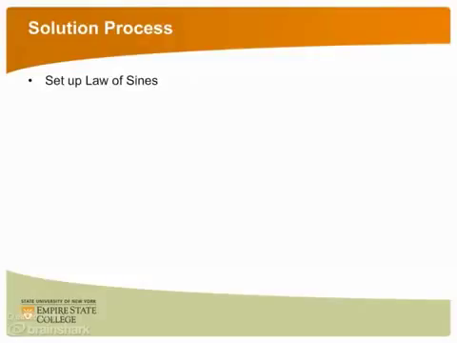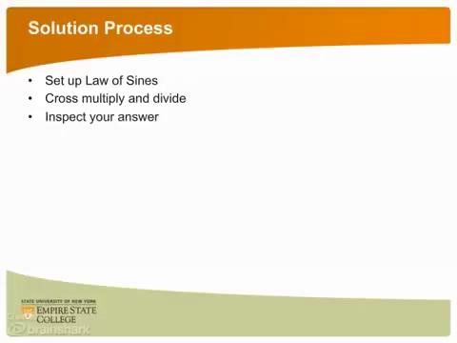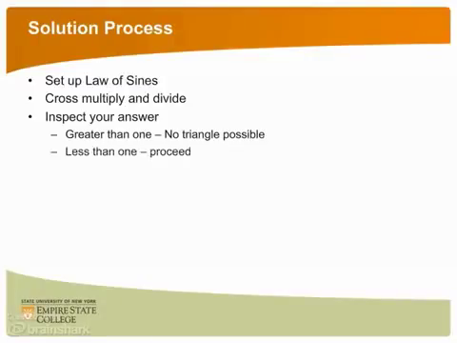To determine whether the given information leads to one, two, or no possible triangles, we need to go through a solution algorithm. First, set up the law of sines with the information we have. Then we will cross multiply and divide. When we do so, we are solving for the sine of an angle. Inspect the result. If the amount is greater than 1, then no triangle is possible. If the result is less than 1, proceed. Take the inverse sine of the result. This gives us one possible measure for the angle.